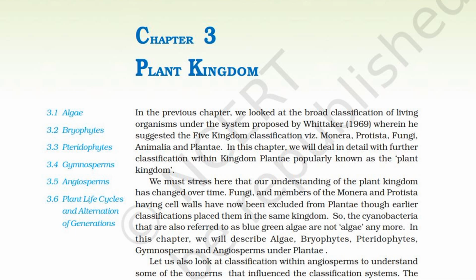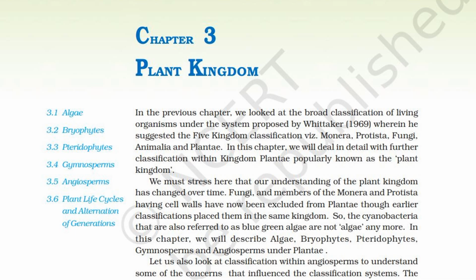Plant kingdom. In the previous chapter, we looked at the broad classification of living organisms under the system proposed by Whittaker in 1969, wherein he suggested the five-kingdom classification, viz. Monera, Protista, Fungi, Animalia and Plantae. In this chapter, we will deal in detail with further classification within kingdom Plantae, popularly known as the plant kingdom.